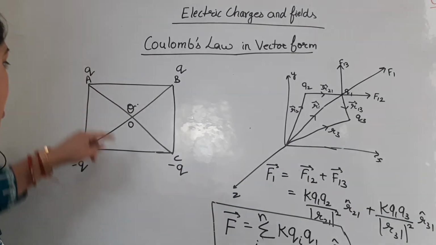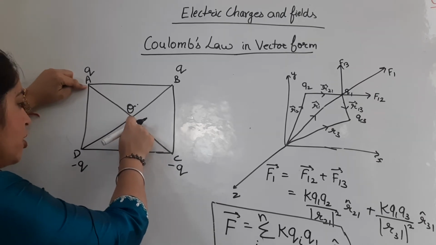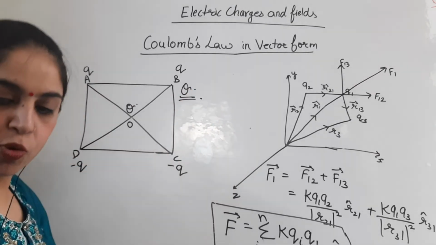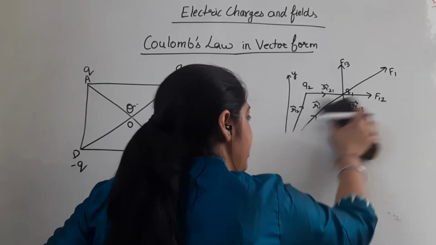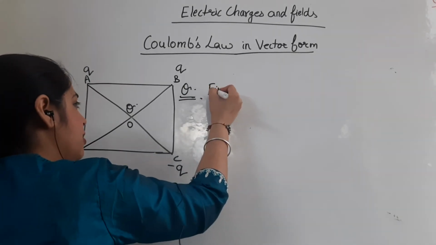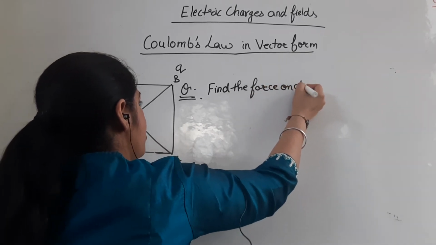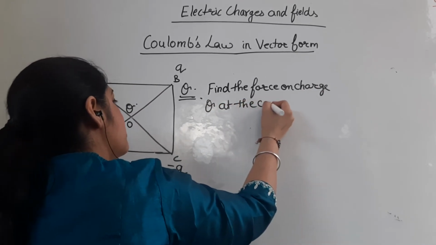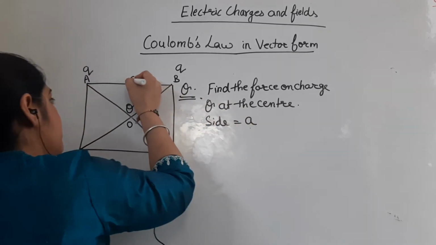What would I do? First, I will mark the directions. Both the charges are positive. So, the force on the charge at O. What I have to find out, I am writing down the question over here: find the force on charge Q at the center. Let the side of the square be A.